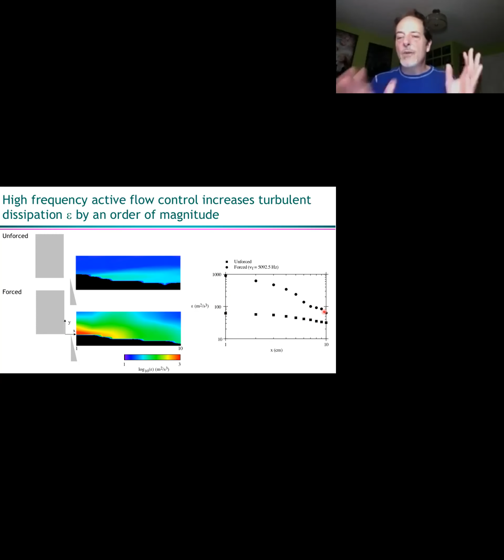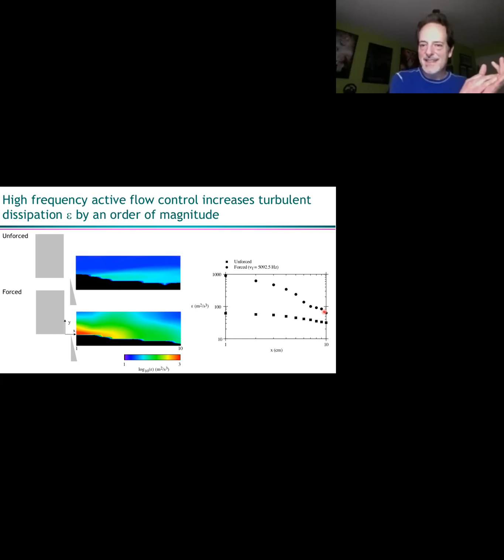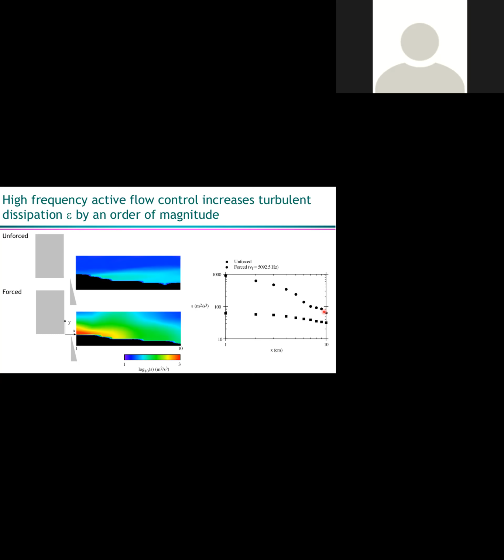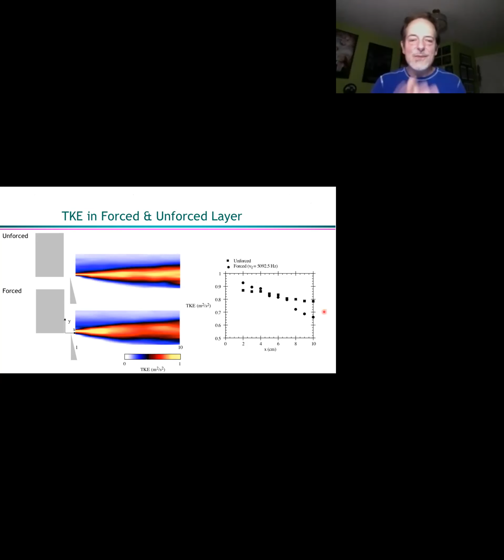Okay, so pop quiz. What do you think this is going to do to the turbulent kinetic energy? Increase it or decrease it? Increase it? Do we have another guess? I would also say increase. Okay, sort of. So let's move on. So here's what actually happened.